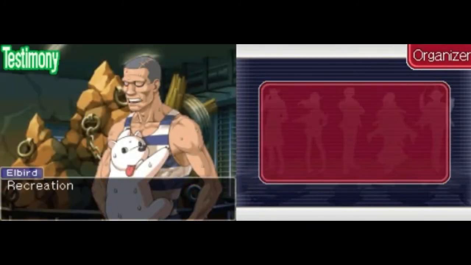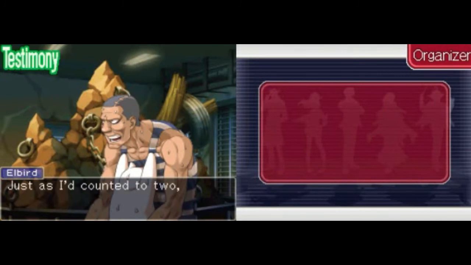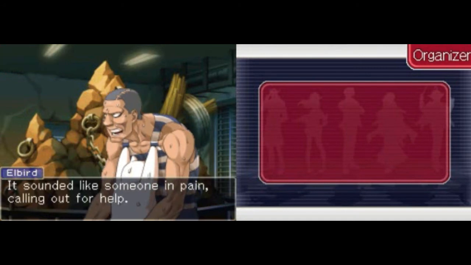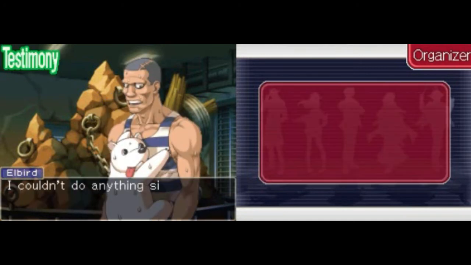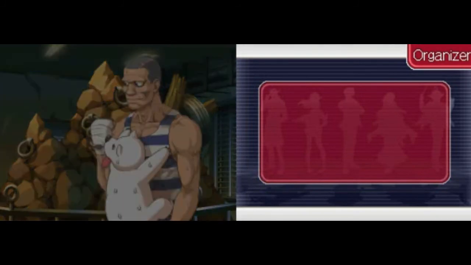About the incident. Recreation time ended around 10 a.m. I returned to this room and went straight to my training. Just as I counted to 2, I heard a voice shout, "Arrgh, I've been stabbed!" It sounded like someone was calling out for help, but I couldn't do anything since I was locked up in my cell, so I went back to my training.